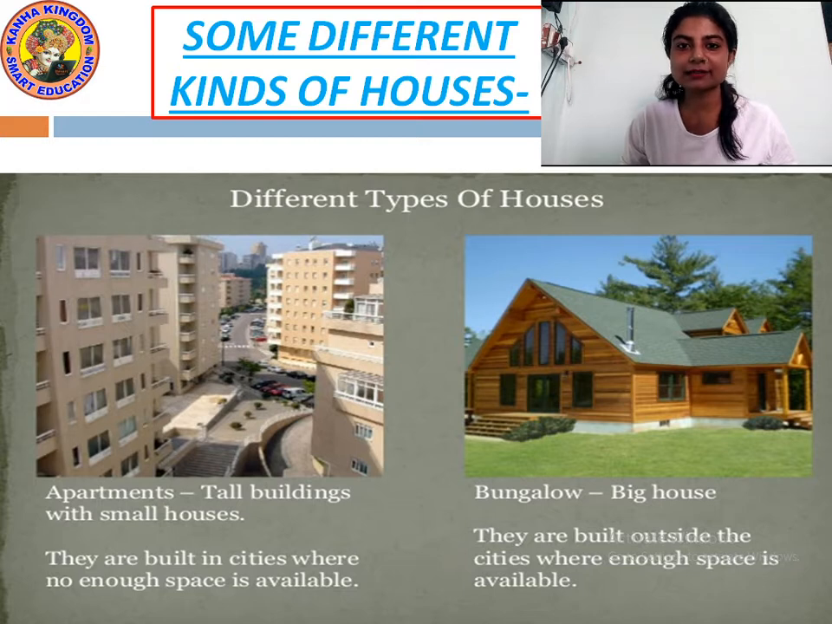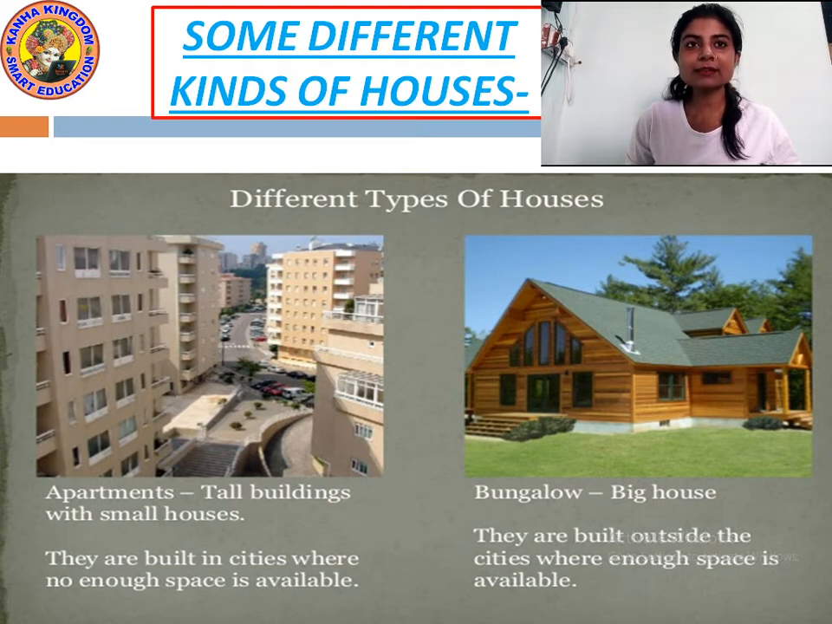They are built outside the cities where there is lots of space. A bungalow with many rooms in it. And these apartments are built in big cities where there is not enough space available. There is small space, but there are many people to stay. So they build big buildings, and in that building small houses are given, which is known as flats, so that many people can stay in a particular apartment.